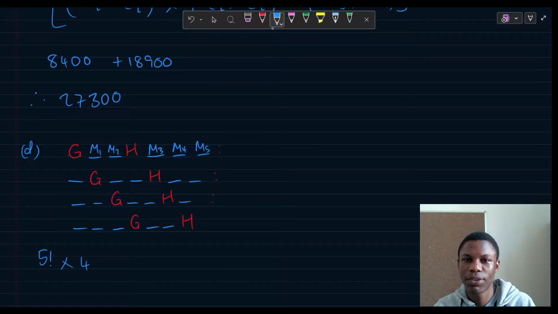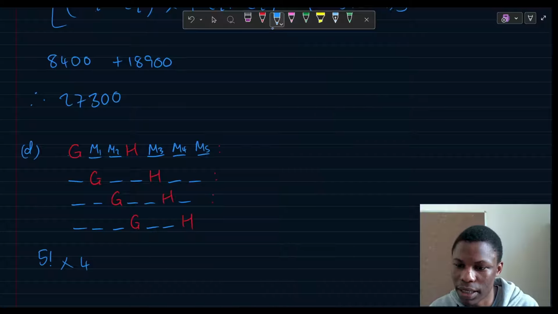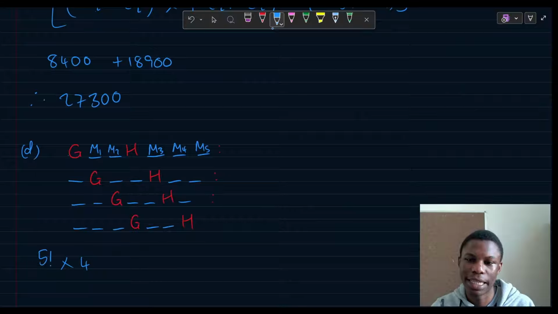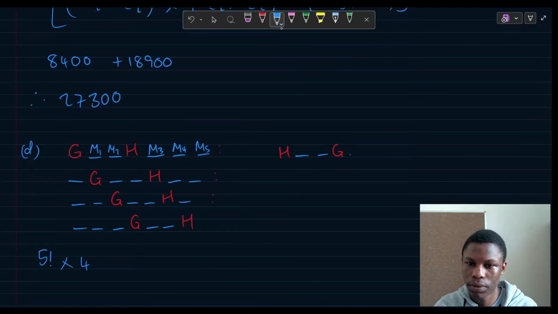But one thing we also have to take into consideration, they just say that there have to be exactly 2 men in between George and Harry. They didn't say that George must be first in line. So it can be flipped, right? We could have Harry coming first and then George coming second. So we could have something of the sort. 1, 2, then 1, 2, 3, right? For all of these 4 scenarios.